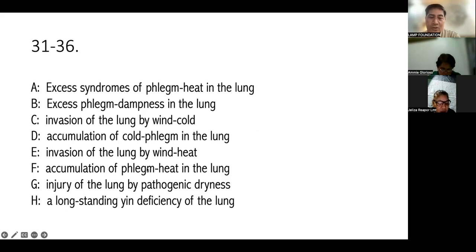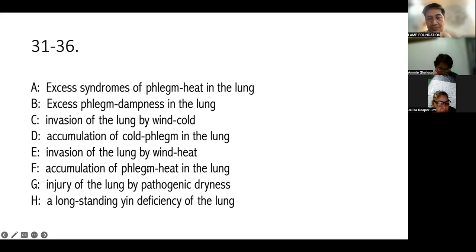Okay, good. Now you know. So dalawa rin yung sagot, no? Invasion of the lung by wind heat. So ano magiging itsura ng tongue dito pag may invasion of the lung by wind heat? Sa first 3 days. Meron siyang red tongue po, Doc.